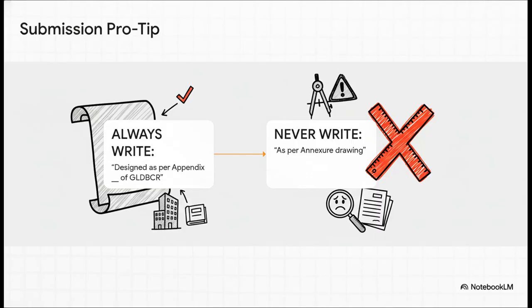So here's your actionable pro tip. This is what you can do in your very next submission. When you're writing your notes, your parking statements, your fire calculations, you need to explicitly state your compliance. Always write, "designed as per appendix," and then cite the specific clause number. And please, never, ever justify a design decision by writing "as per annexure drawing." That is a massive red flag for any scrutinizing officer.